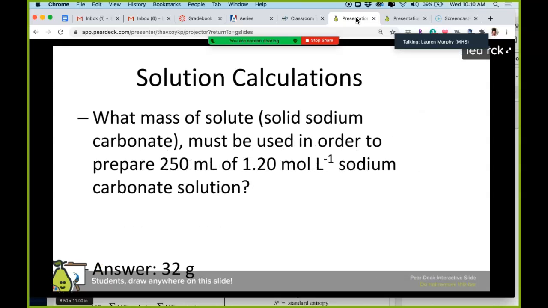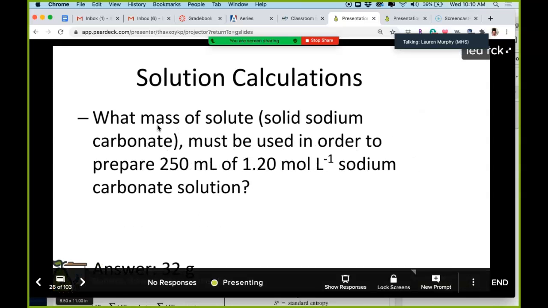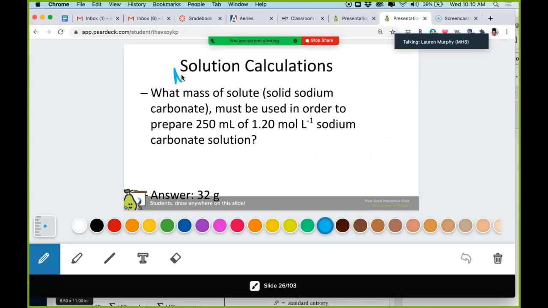So this problem just asks for a different rearrangement. They want to know the mass of the solute. So that's the solid that's going to get dissolved. And then they want you to make 250 milliliters of a 1.2 molar, remember, this means moles per liter, sodium carbonate solution. So, okay, well, who's sodium carbonate? Sodium carbonate is Na2CO3. Okay, and they want to know mass. Well, what's mass? Mass is grams.